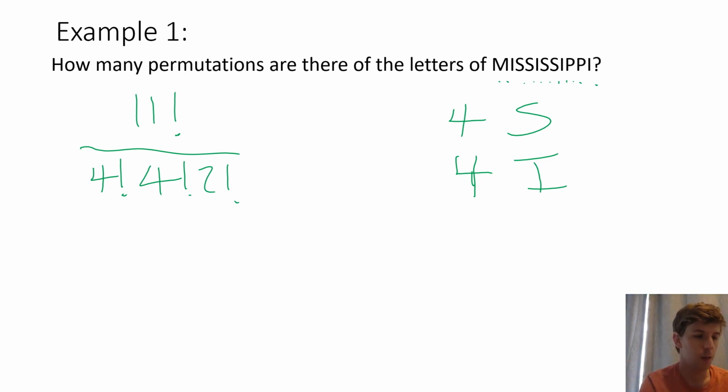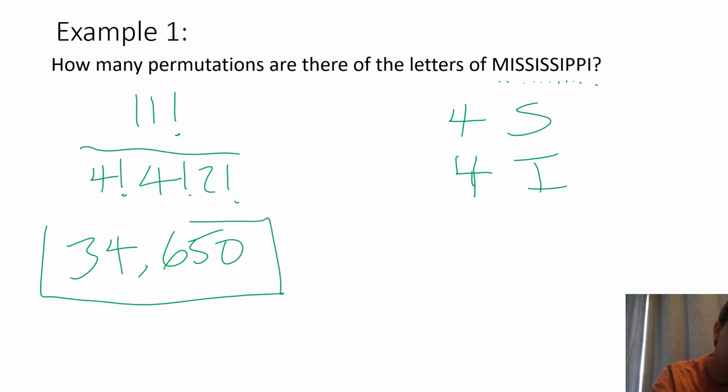Okay, so plugging all that in using our factorial key, I got 34,650 different arrangements of the letters in Mississippi. Hopefully that was pretty straightforward. All it is is just using that permutations with repetition formula that we went over on that last slide. Sorry, I neglected to write the 2 P's here.